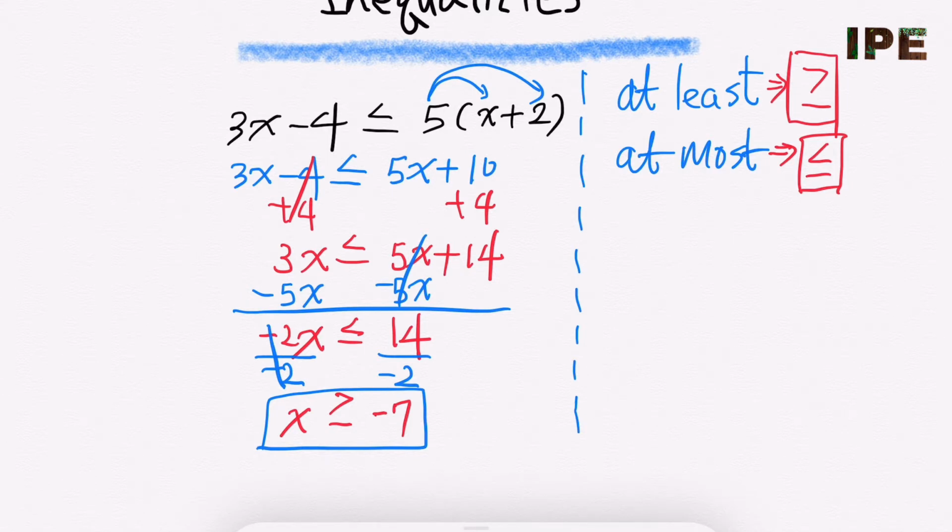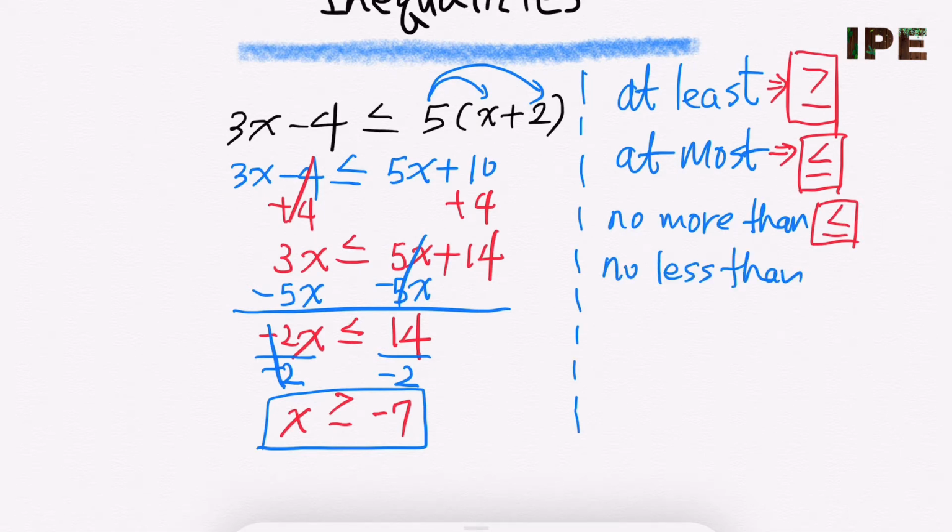Sometimes you find "no more than." X is no more than 5. That is as well less than or equal to. What about "no less than"? No less than 5. What does it mean? It's greater than or equal to. So when you make an inequality, sometimes you can find these words, and you use the right inequalities to make your inequality to solve that problem.